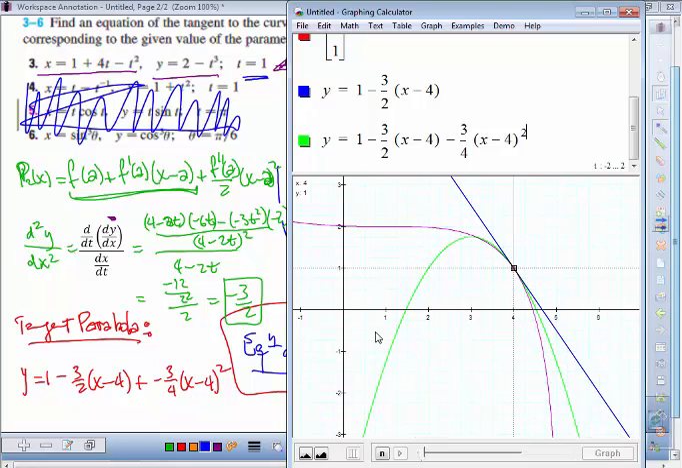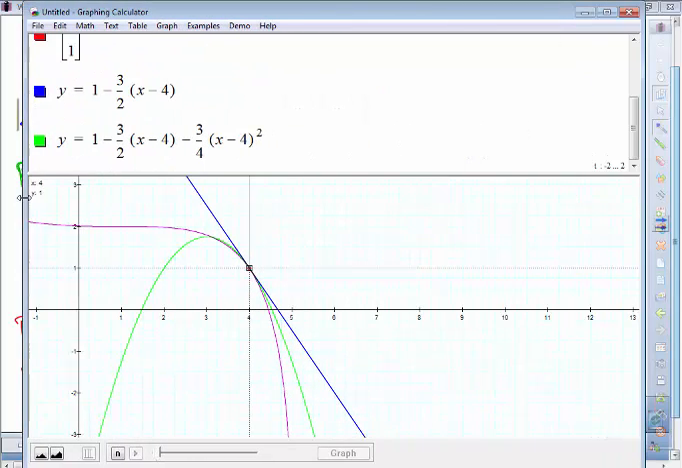Any questions? This is a nice graph. Let's put it in our notes.